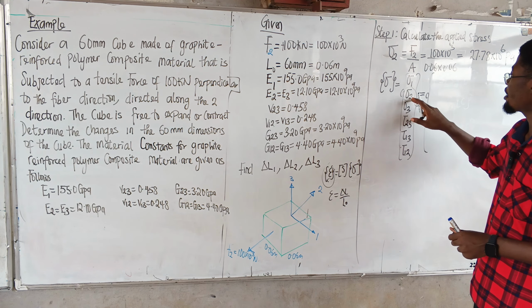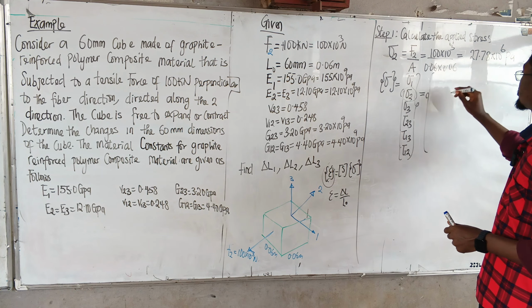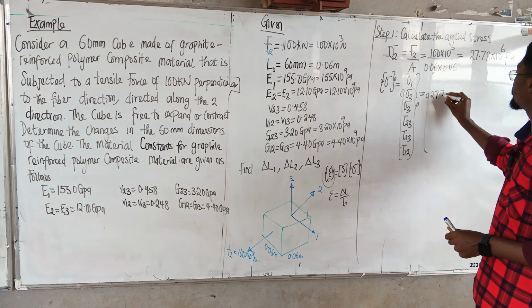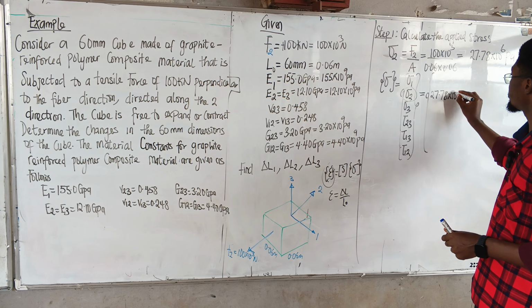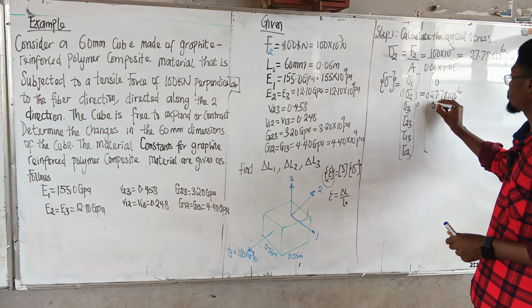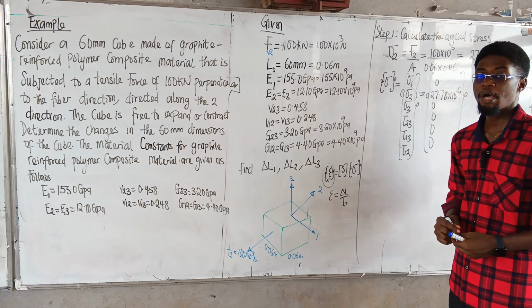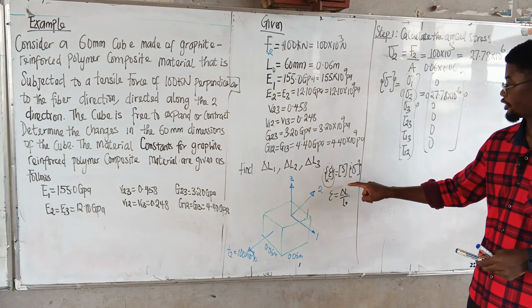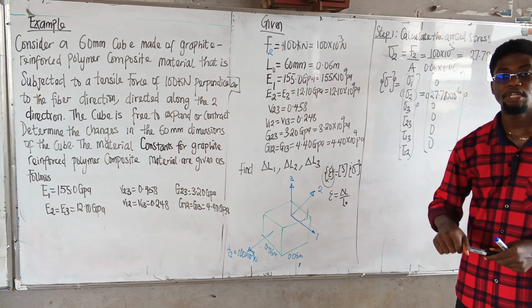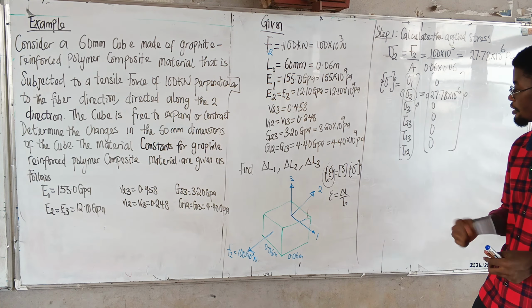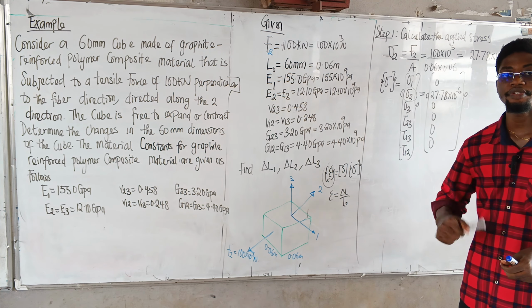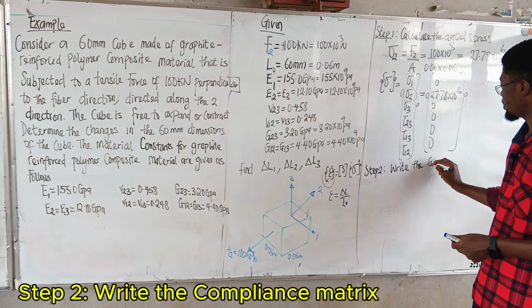So in this case we have the two direction, and it is 27.78 times 10 raised to 6. The remaining ones are what? Zero. So we have done our first step. We have gotten this vector form, which is this one. So let's go to the second step. The second step now is to get this compliance matrix S, to write the compliance matrix.